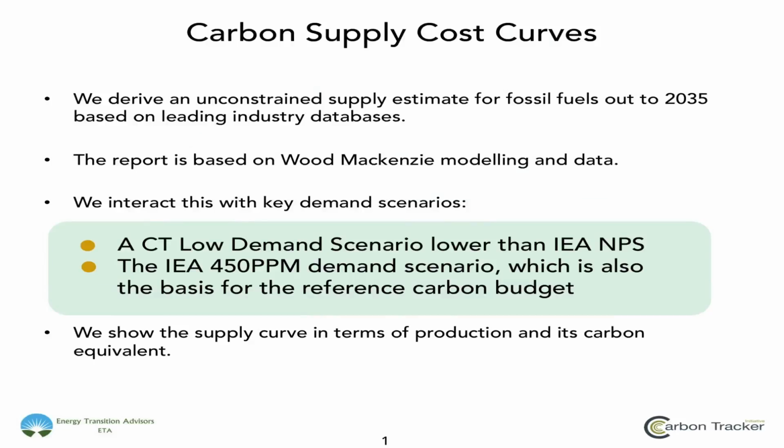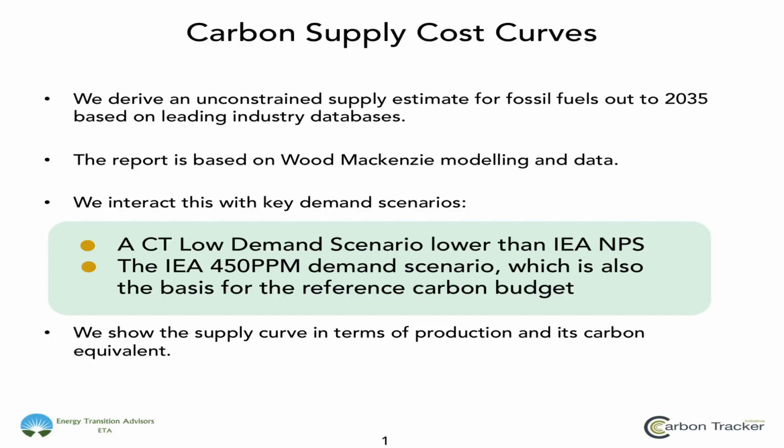Now, looking at slide 1, the first thing we do is to derive an unconstrained supply estimate for fossil fuels out to 2035 in this case, which is based on leading industry databases. For natural gas, we have used Wood Mackenzie's global economic model. We then interact this supply curve with key demand scenarios. We have a low demand scenario estimated by Carbon Tracker, which tends to be lower than the IEA New Policies scenario, taking a tougher view of what might occur.